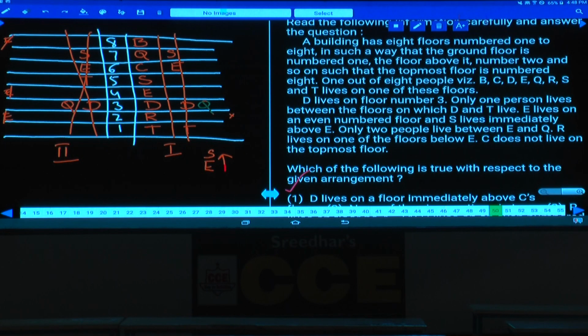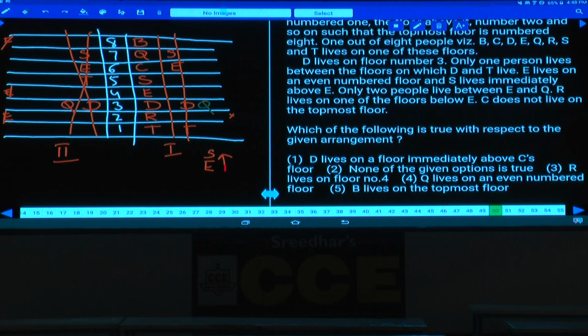Then question number 50. Which of the following is true with respect to the given information? D lives on a floor immediately above C's floor. D is immediately above C's floor, that is false. And none of the choice 3. R lives on floor number 4, that is also false. Q on an even number floor, that is false. B lives on the topmost floor, that is 5. Choice 5 is the answer.